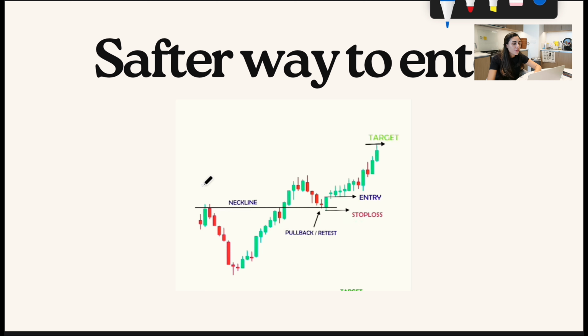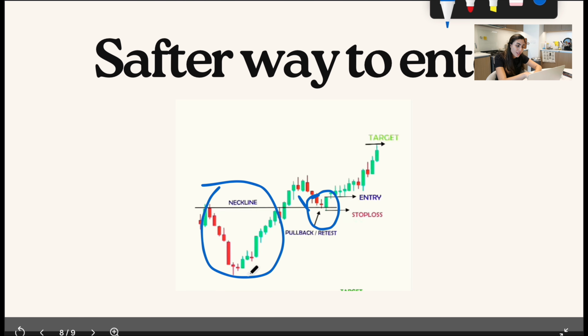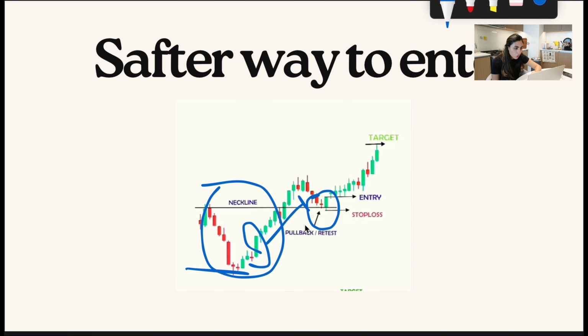So let's say the V shape pattern occurred and you're thinking, oh no, I missed it. No, you didn't, because usually after every V shape there will be a mini V again, right? And that's this pullback retest, and this is where you will enter. Some people actually do enter over here, and let's say they'll buy over here and just ride the trend, right? Or the safer way to enter is entering over here on the pullback retest.